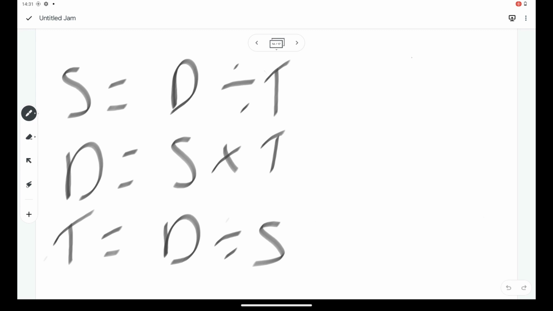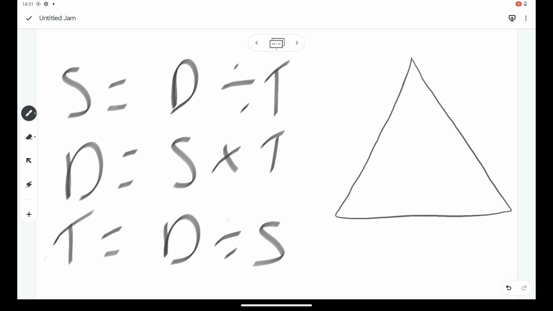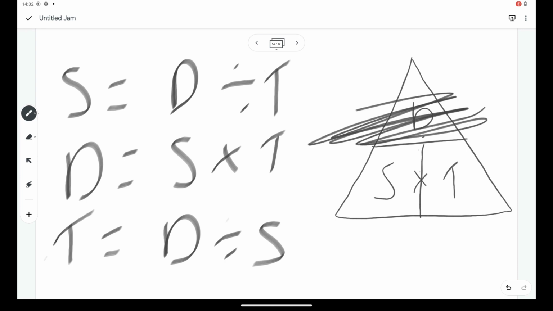Now, an easy way to remember these three formulas is to create a triangle of sorts. S, D, T. Now, if you treat this middle line as a multiply, and you treat this line here as a divide, what you want to do is cover up the unit you're trying to work out. So if you want to calculate distance, for example, cover up distance, and we're left with speed times time.